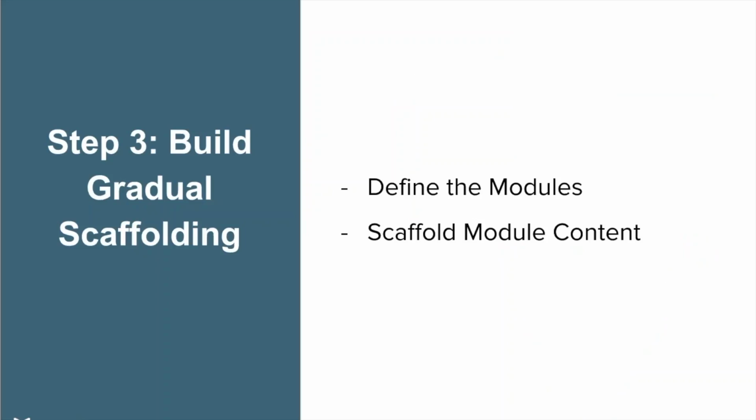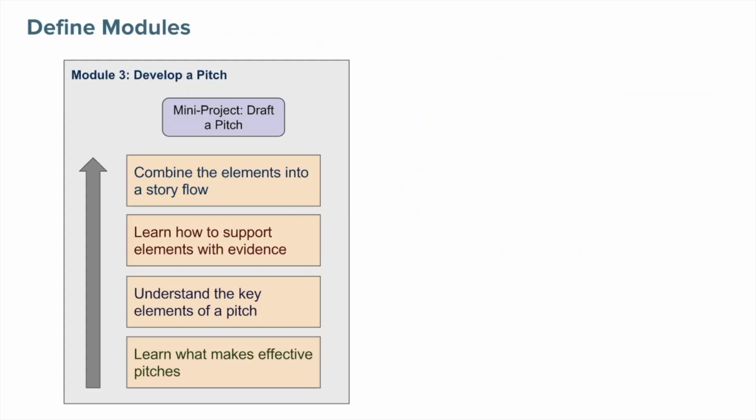All right, let's talk about step 3, building gradual scaffolding. Here there are 2 things that you need to do. One is to define the modules, and then to scaffold the module content. Here's a hypothetical example. Let's say we're talking about one module, developing a presentation pitch. And the end goal, or that mini project in that module, is to draft a pitch. So that is to outline or write out that presentation pitch.